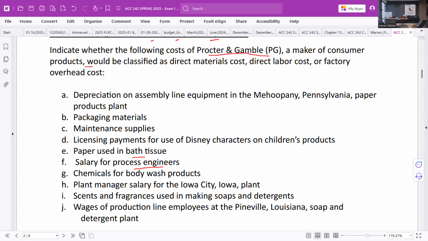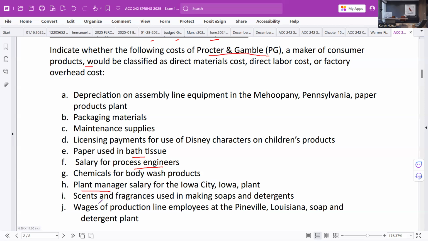Chemicals for body wash products. So you've got these products, right? And it's a body wash, and you've got to have certain compounds, chemical compounds in the product. That's going to be traceable. That's direct materials. Plant manager salary. Well, you can't trace the manager's salary. That's not touch labor. That's going to be overhead.